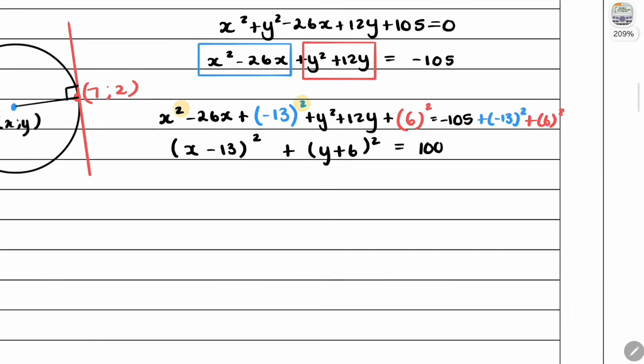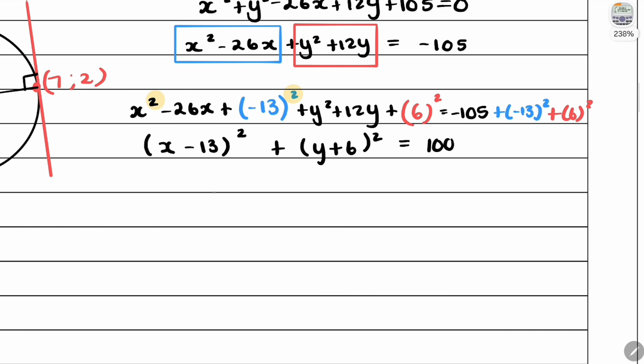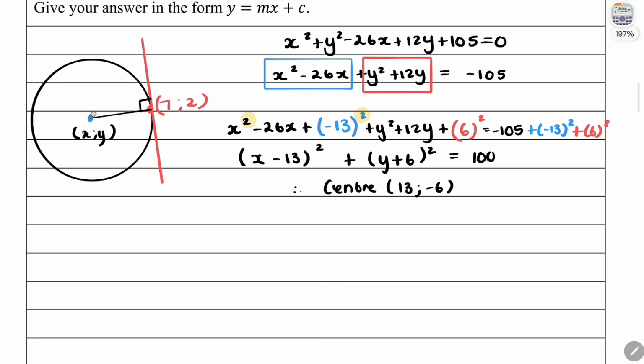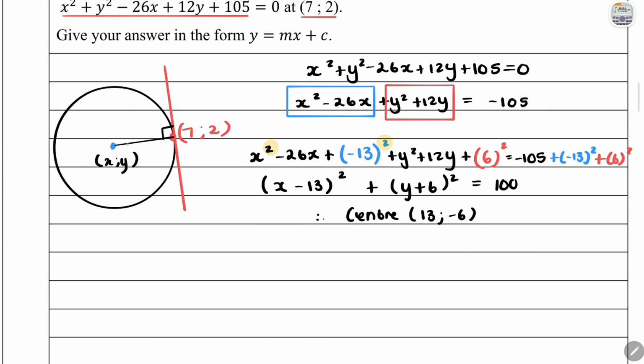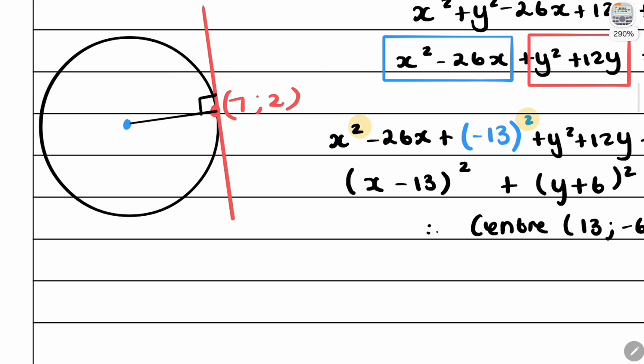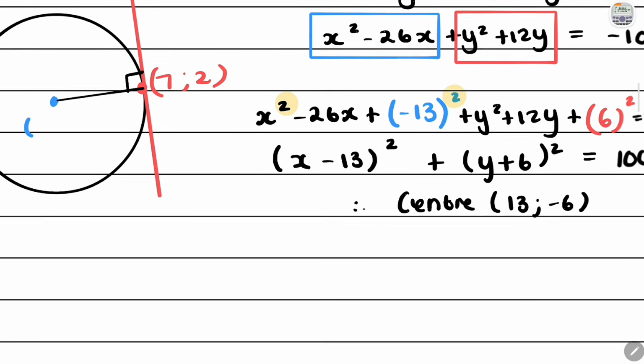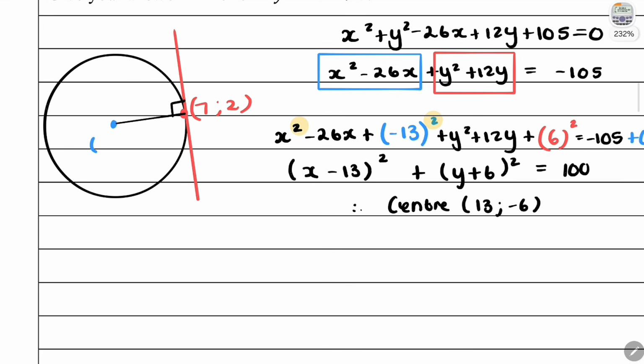Now that this is in the standard form of a circle, we can clearly see that our center has the coordinates 13 and negative 6. And now that we have the center, we can finally find the gradient of the radius, and then that will help us to find the gradient of the tangent. With this question, it's not really difficult. It's just something that you have to remember. You have to remember how to complete the square, and then everything else would work out fine. So that's 13 and negative 6.